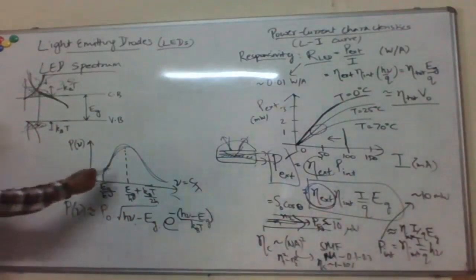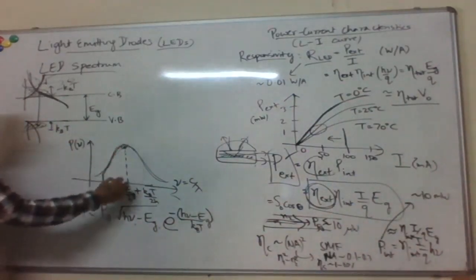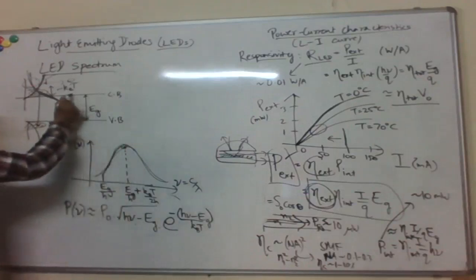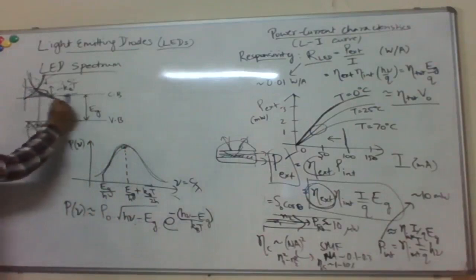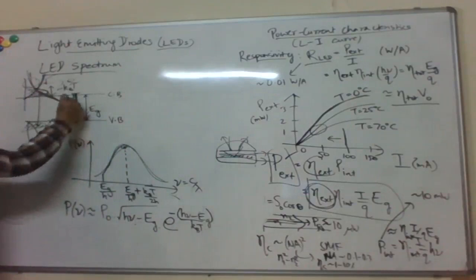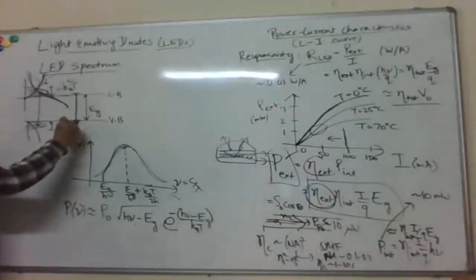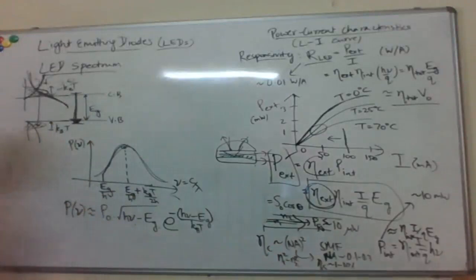Okay, so you can see the maximum power is being emitted at a frequency which is slightly higher than the band gap, because the carrier distribution here peaks at somewhere slightly higher than the band gap. So the frequency at which the maximum energy is emitted is slightly larger than the band gap, plus half the thermal energy.